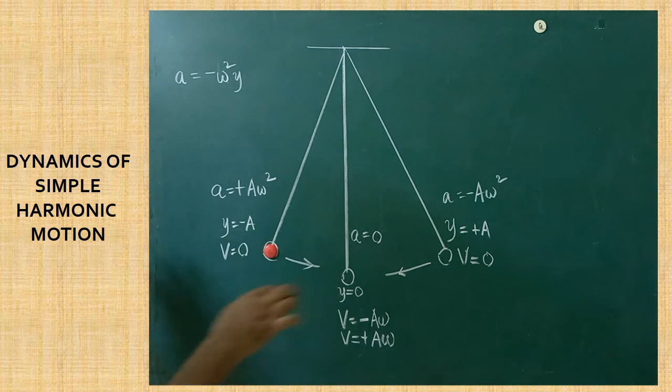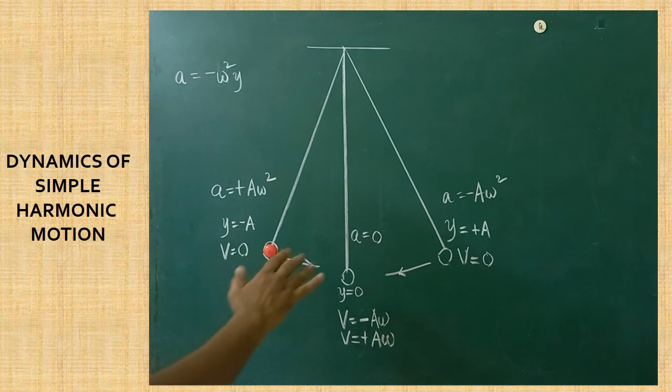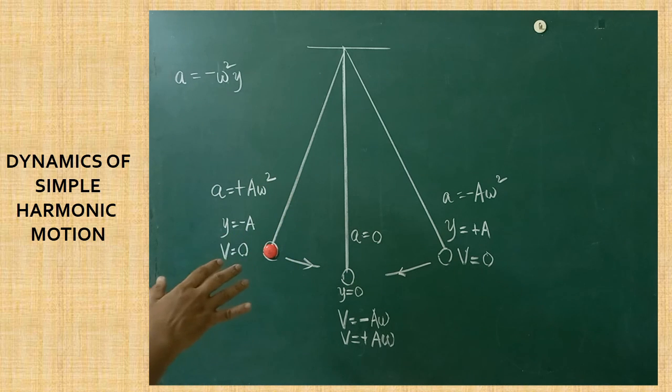Look at all the values in all three positions: displacement, velocity and acceleration. All the values of the simple harmonic motion particle in all three positions are clearly given in this diagram. This explanation is called the dynamics of simple harmonic motion. Understood?